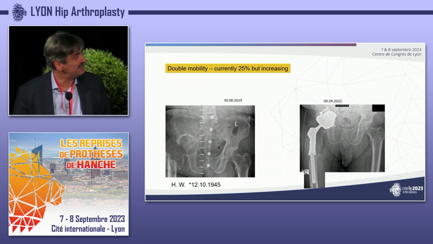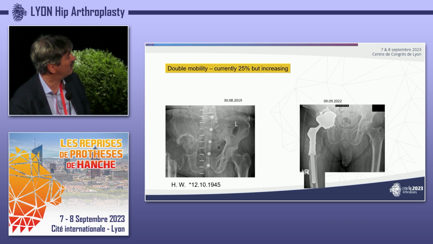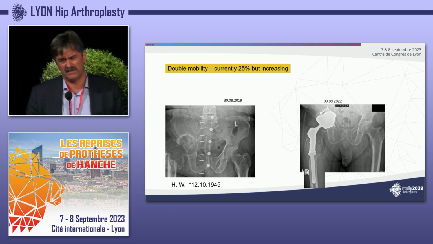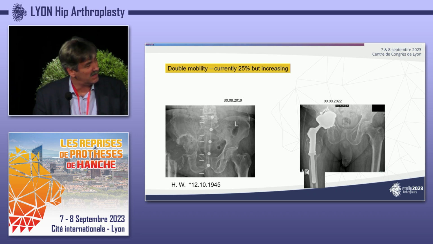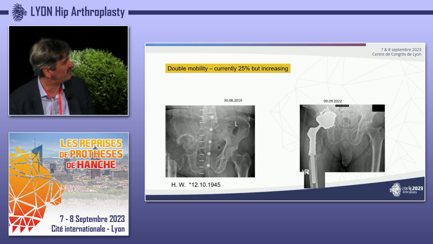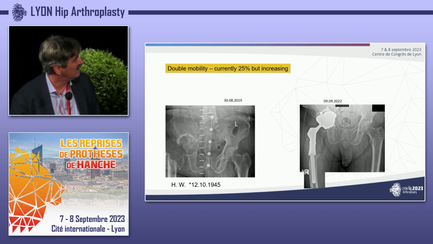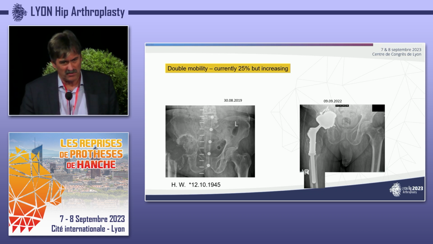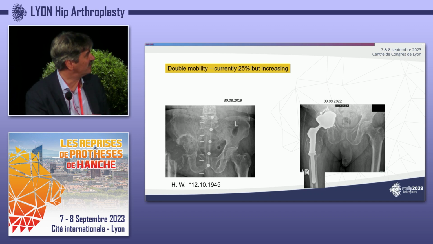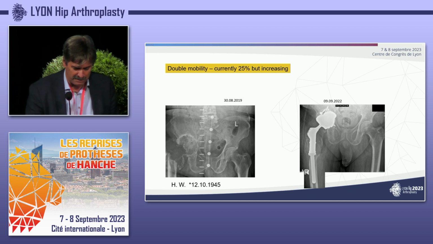Double mobility is at 25%, so we are getting closer and closer to the French, and it is increasing. This year, from January to July, it is already 32%. We believe it is an excellent solution. We believe very strongly in the non-modular situation, but you have sometimes situations where you need the modular one, as in this case, and then it makes sense, of course, to have this type of implant.